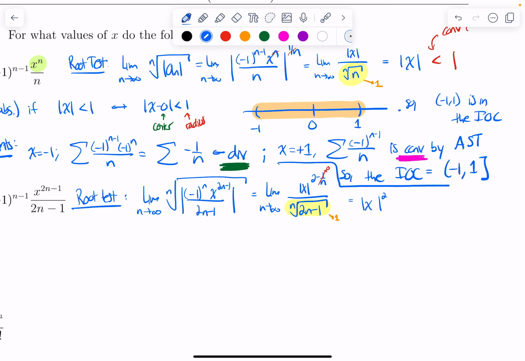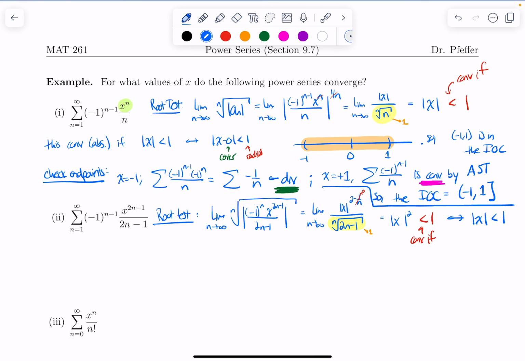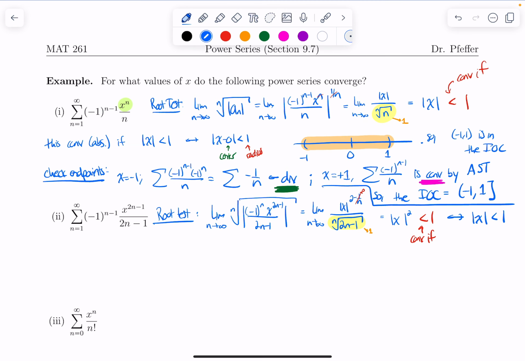That's a different problem. And as I saw in the previous problem, this is convergent if... but of course, if I square root both sides, I get absolute value x less than 1. And so it's almost the same as the previous problem. So what we can say is that the IOC is at least, as we saw in the previous problem, this interval from -1 to 1.